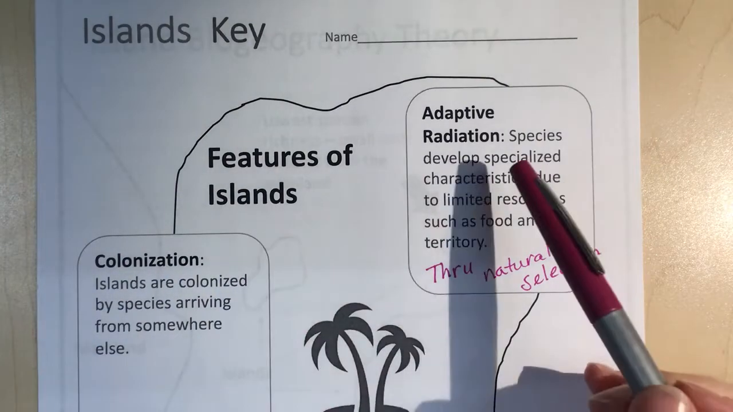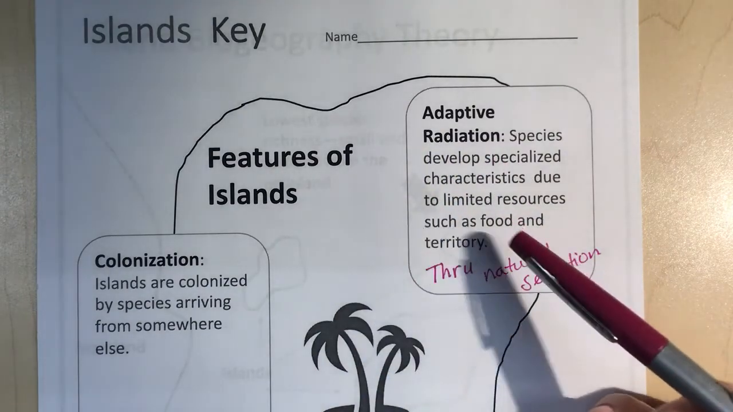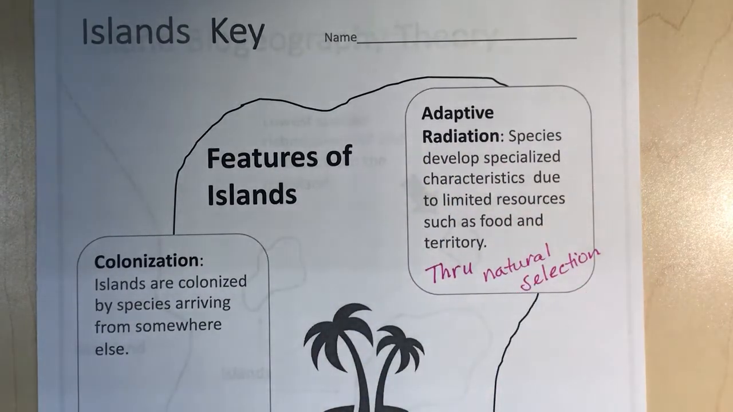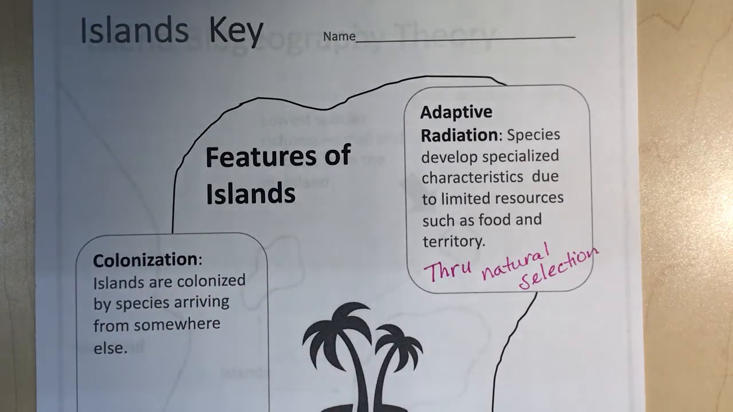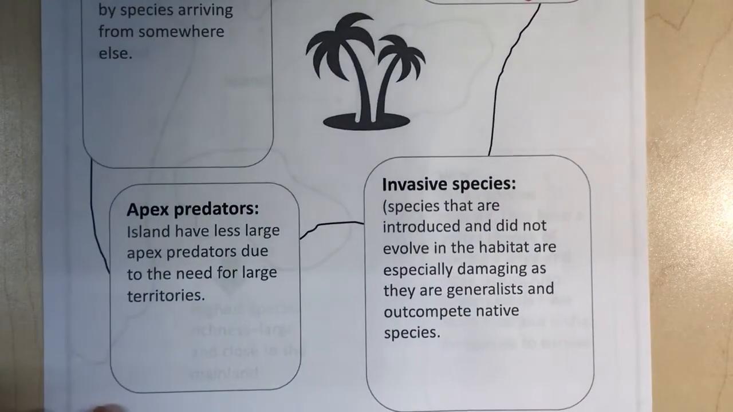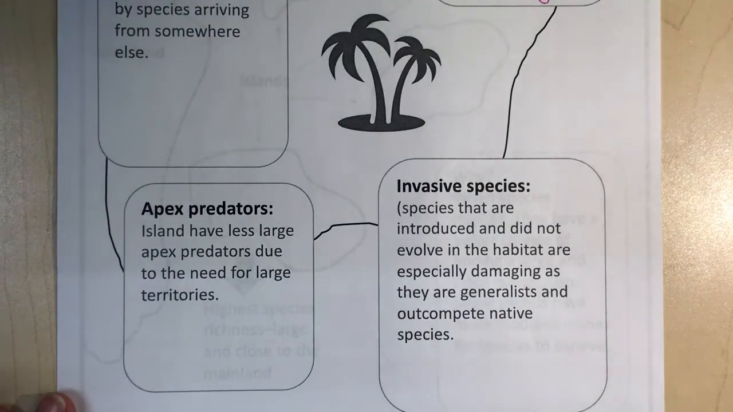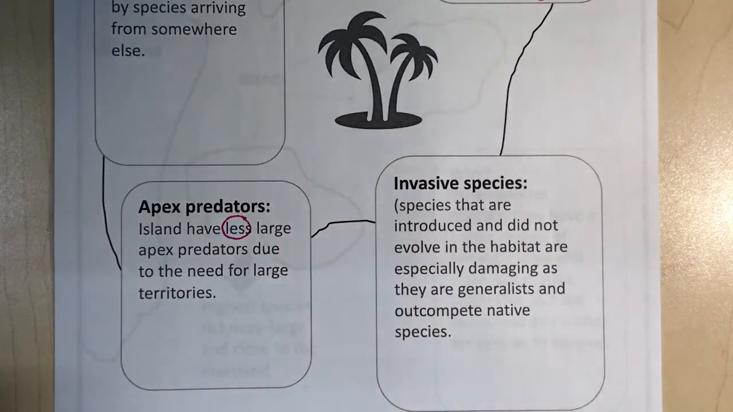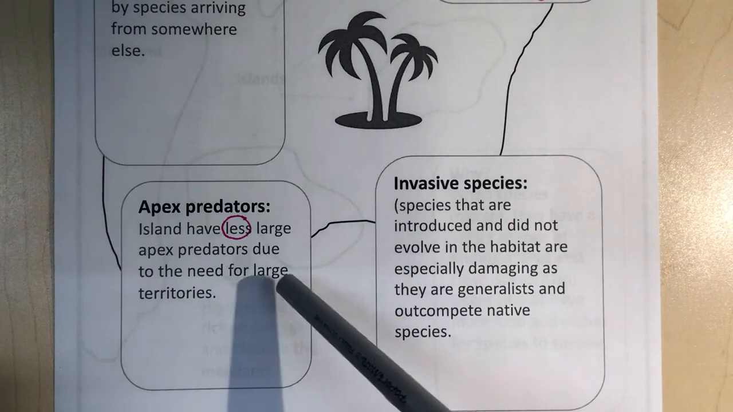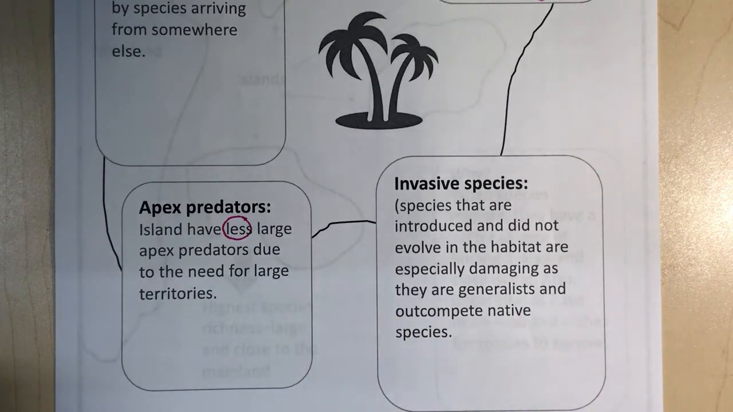So islands, now this is something that occurs on more than just islands, but islands in particular have this most often, and really specialized species. And again, islands are colonized by arriving from somewhere else. And then the last two things about islands, some characteristics, is that islands tend to have less apex predators. So you might want to circle less large apex predators because they need larger territories. So you're going to have less species like big wolves or jaguars or mountain lions. So your big apex predators.